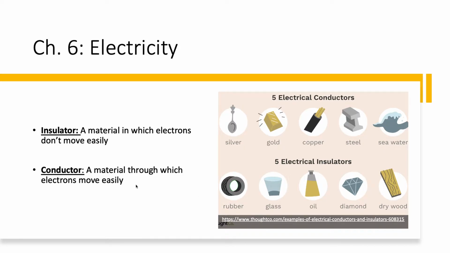And then you have conductors, which are materials through which electrons do move easily. So they are not the best things to have around live electricity. For example, silver, gold, copper, steel, and even seawater, which is pretty interesting.